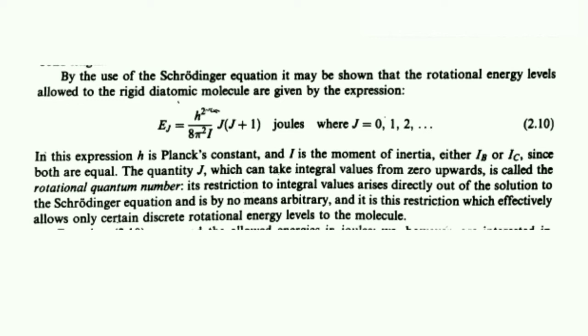Its restriction to integral values arises directly out of the solution of the Schrodinger equation and is by no means arbitrary. It is this restriction which effectively allows only certain discrete rotational energy levels to the molecule. So just remember this equation number 2.10; derivation is not required. Just remember that this equation is obtained by solving the Schrodinger equation.